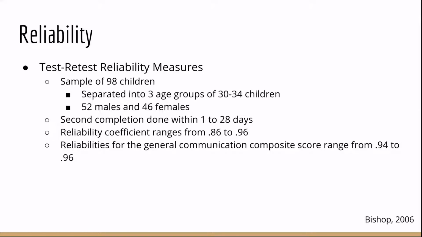After the first completion, the second completion was done within 1 to 28 days. The reliability coefficient ranges from 0.86 to 0.96, reflecting a strong stability between the 2 ratings. Reliabilities for the general communication composite score range from 0.94 to 0.96, which reflects a very strong reliability.